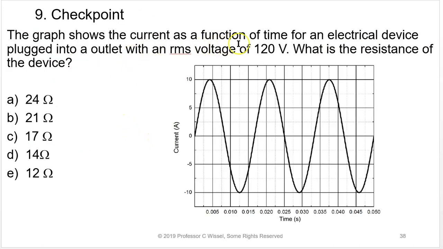The graph shows the current as a function of time for an electrical device plugged into an outlet with an RMS value of 120 volts. What's the resistance of the device?